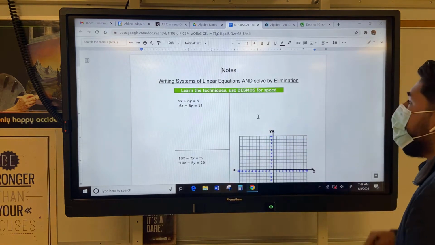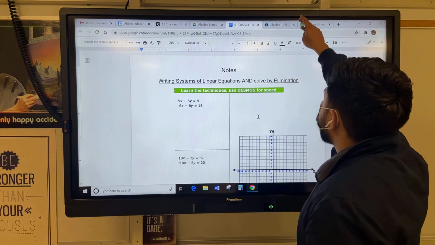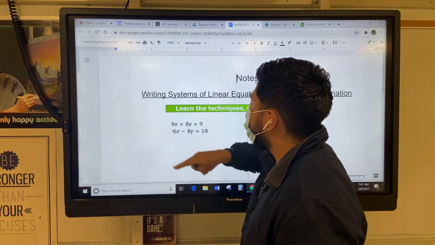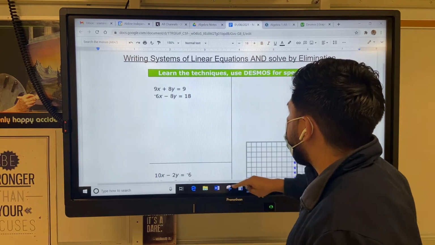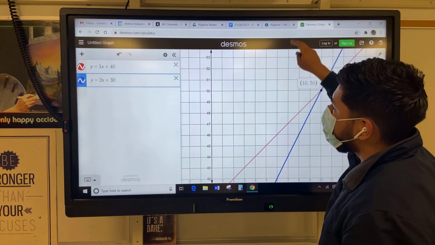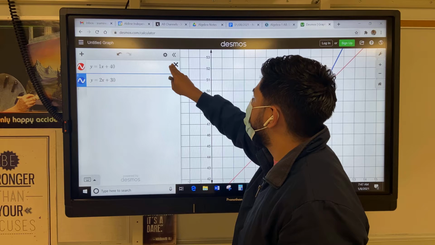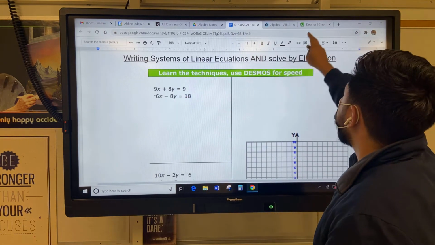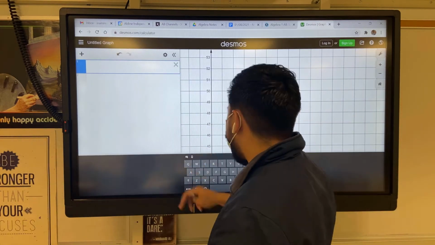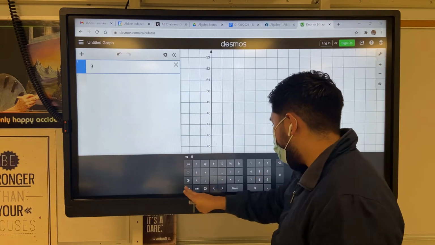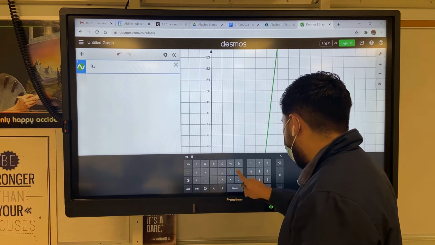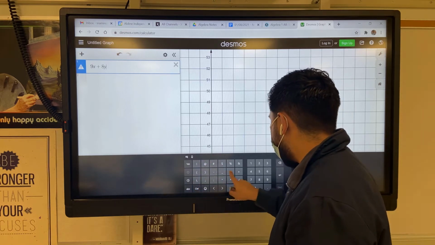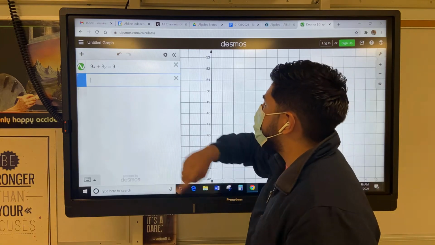All right. So starting off, let's go to Desmos real quick just to see what my answer is. The first equation is 9x plus 8y. Let me look at it again. 9x plus 8y equals 9. I'm just going to put that in just as it is. 9x plus 8y equals 9.